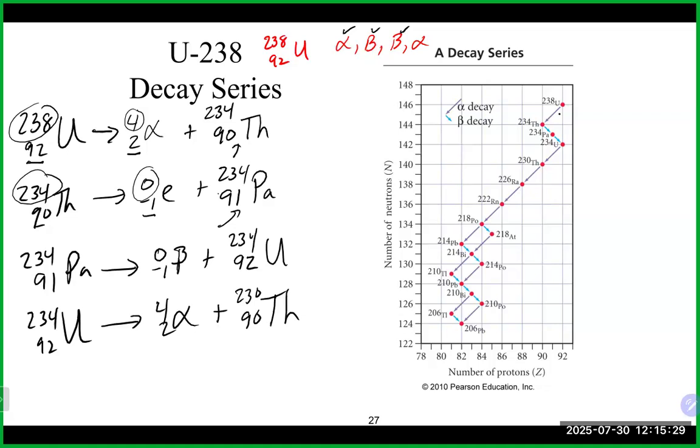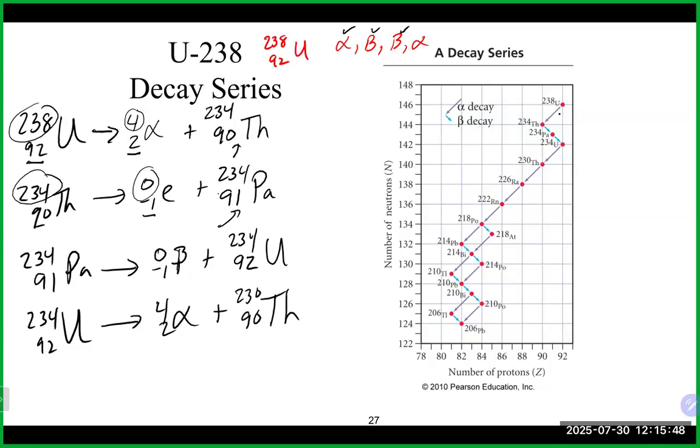So this is one way that you could do a decay series, which is really just writing the balanced nuclear equations for each thing. Whatever you produce on the first step becomes your starting material on the second. And then obviously what you produce there becomes your starting material and so forth. And you can continue that process really until it gets all stable.